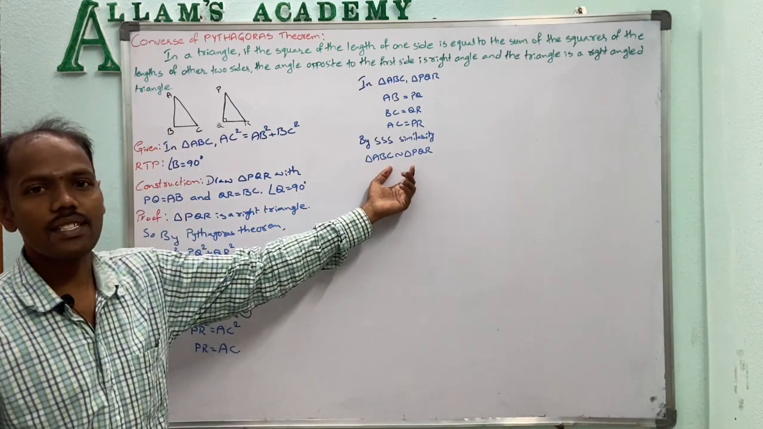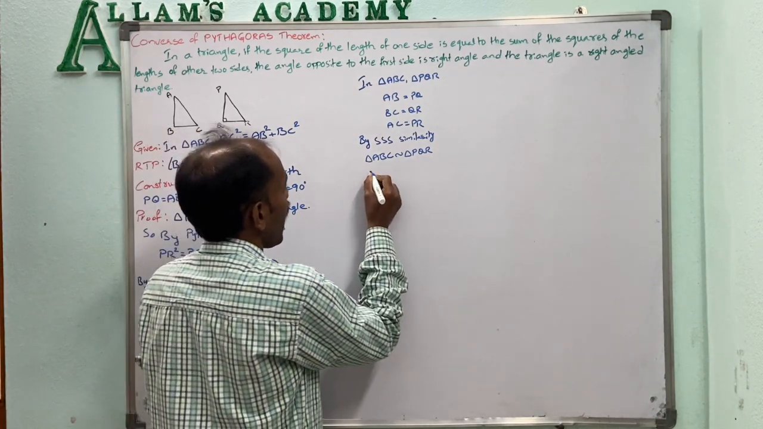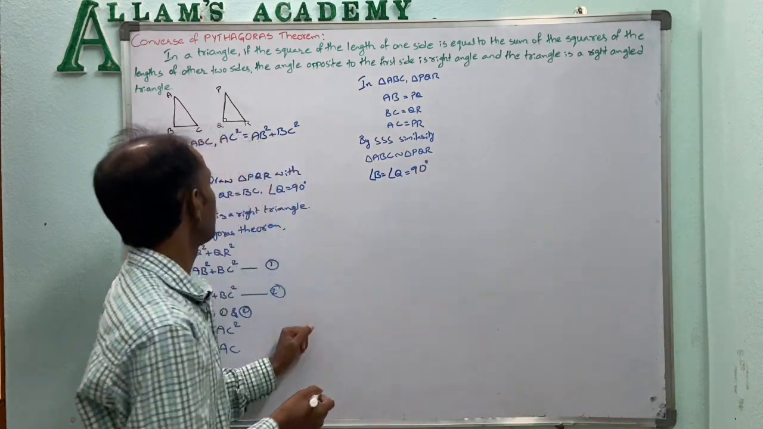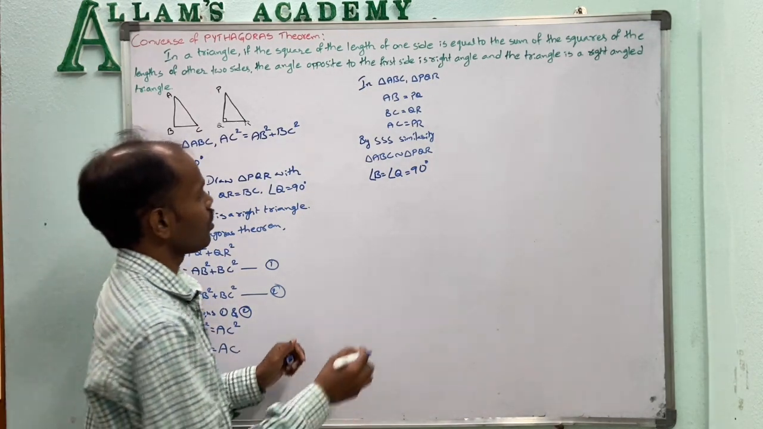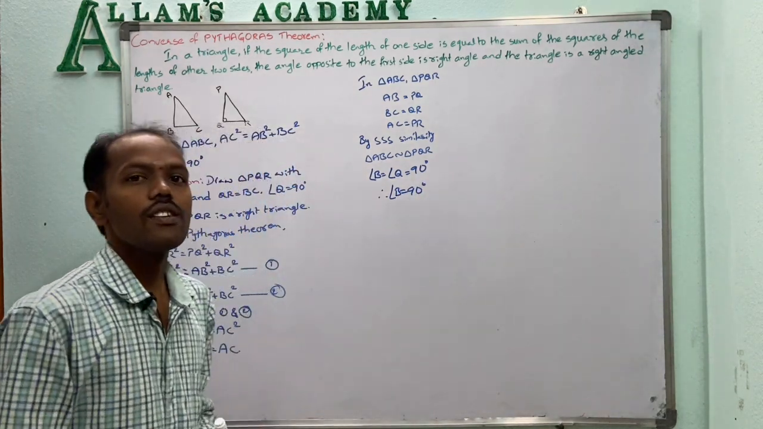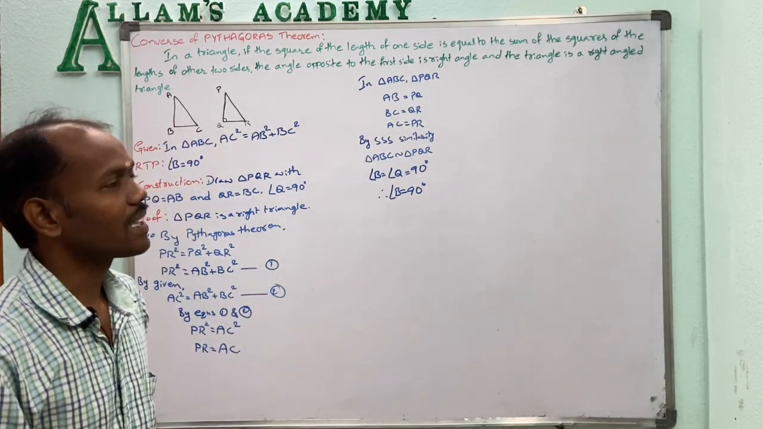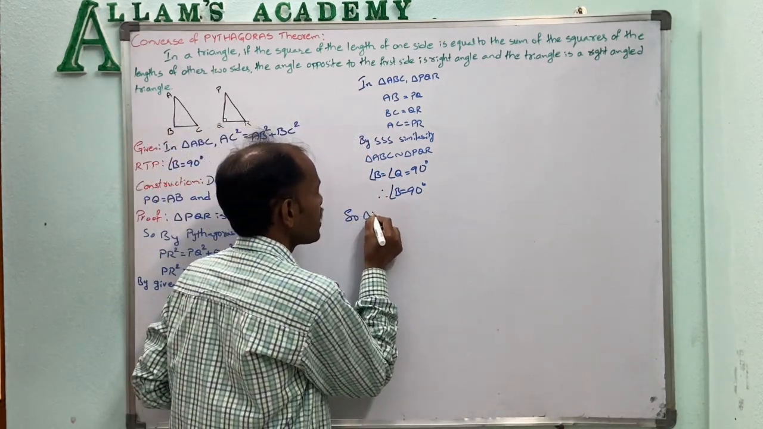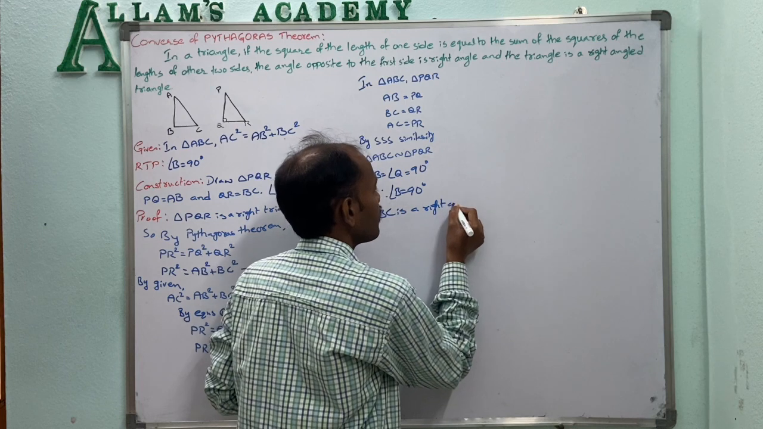So two triangles are similar, so their corresponding angles are equal. That means angle B is equal to angle Q, which equals 90 degrees. Why? Because we already took angle Q as 90 degrees. So we can say angle B equal to 90 degrees. So in a triangle, one angle is 90 degrees means that it is a right angled triangle. That is our proof. So triangle ABC is a right angled triangle.